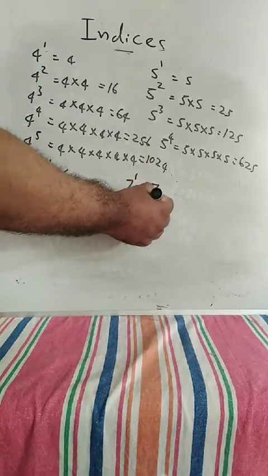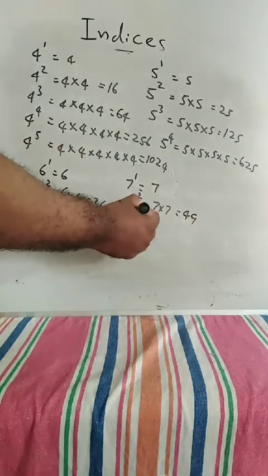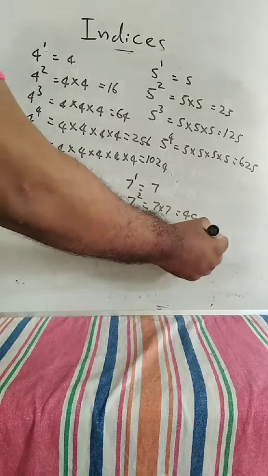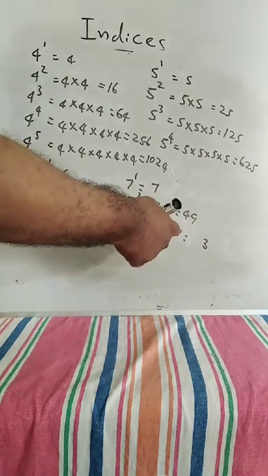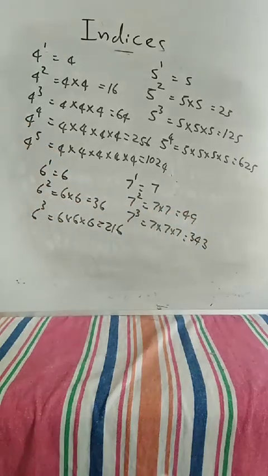7 to the power 2, 7 into 7. 7 into 7, 49. 7 to the power 3, 7 into 7 into 7. 49 into 7, 343. Right?